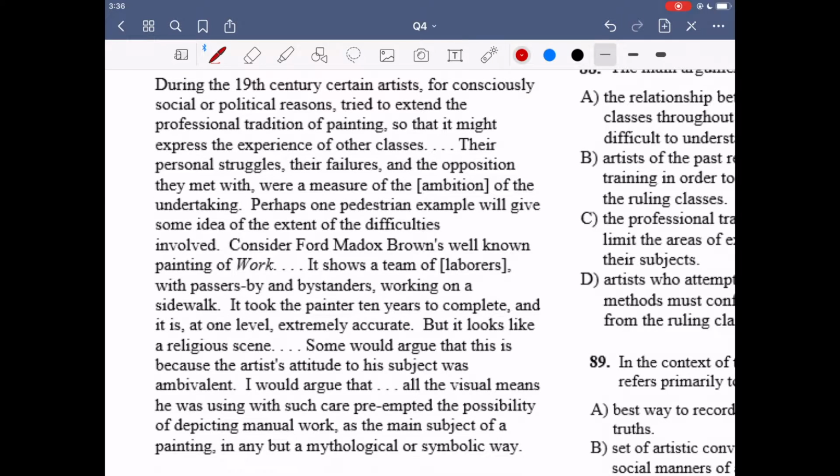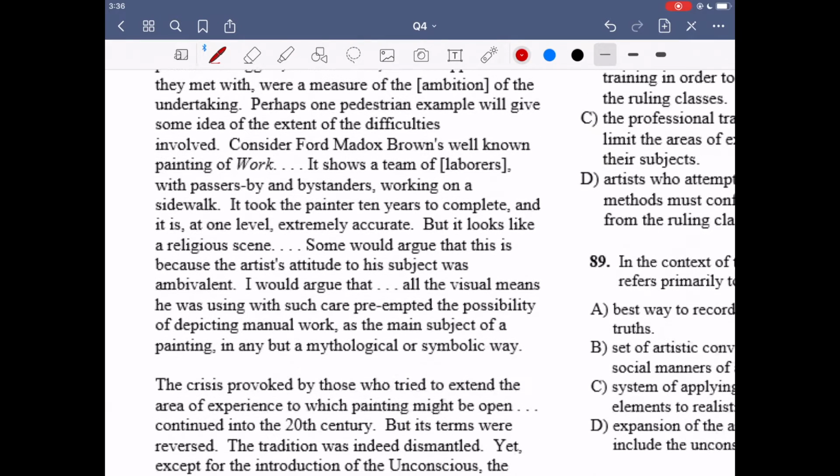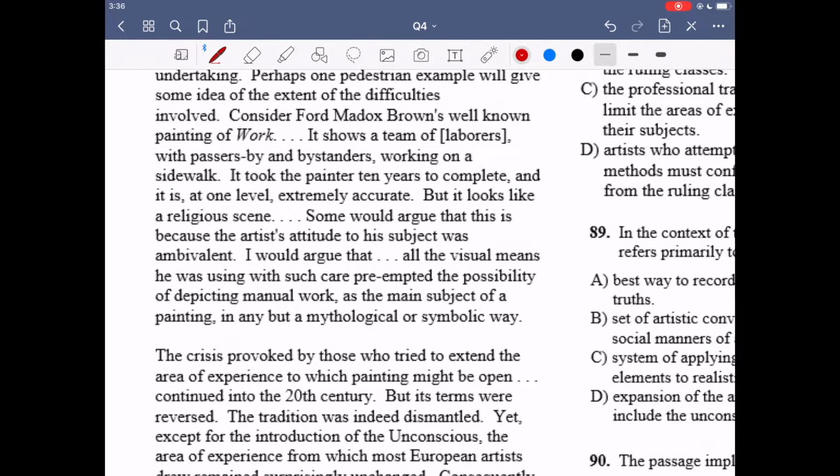Moving on, it says, during the 19th century, certain artists, for consciously social or political reasons, tried to extend the professional tradition of painting so that it might express the experience of other classes. Their personal struggles, their failures, and the opposition they met with were a measure of the ambition of the undertaking. Perhaps one pedestrian example will give some idea of the extent of the difficulties involved. Consider Ford Madox Brown's well-known painting of Work. It shows a team of laborers with passers-by and bystanders working on a sidewalk. It took the painter 10 years to complete, and it is, at one level, extremely accurate.